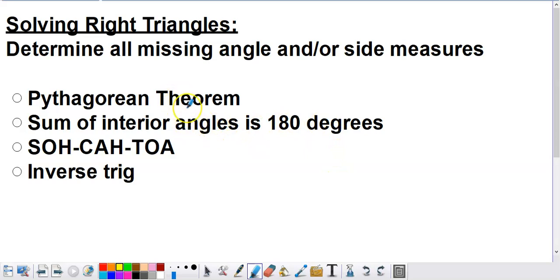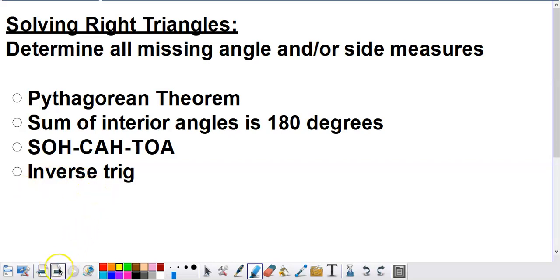Usually these options are nice to finish the problem. Once you find one of the 2 missing sides, you can use the Pythagorean theorem to find the third. Once you find one of the 2 missing angles, you can use the sum of the interior angles to find the third. The other options that are on the table, and these are a little bit more advanced, would be to use the normal trig functions, sine, cosine, and tangent, SOHCAHTOA. That would help you find missing sides. If you need to find missing angles and you have more than one of the angles missing, inverse trig can also be used to help you do that.